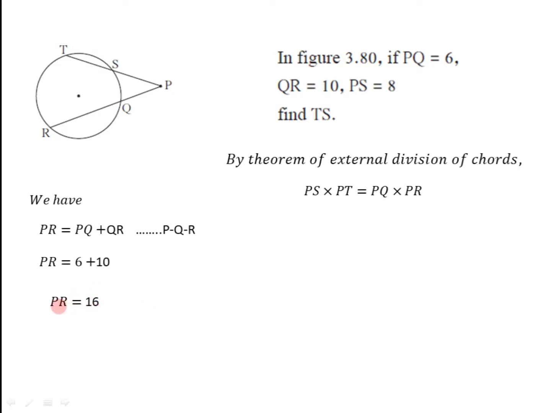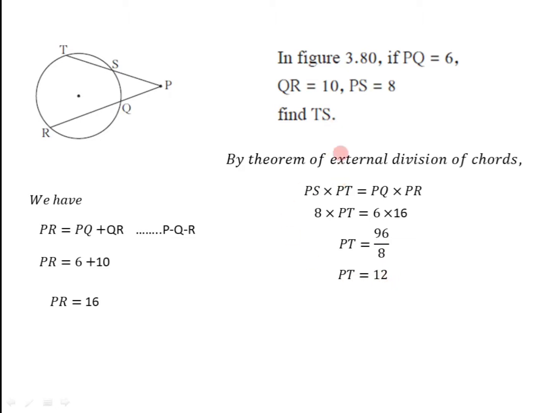Now we can use the length of segment PR in this equation. So PS is 8, PT we have to find so we'll keep it as it is, equal to PQ is 6 into PR we have just found to be 16. That is 6 into 16. If we take 8 to the right hand side, it will be in the denominator. We get the equation PT is equal to 16 into 6, that's 96, divided by 8. If we divide 96 by 8, we get PT is equal to 12.